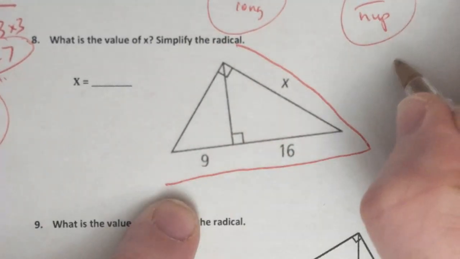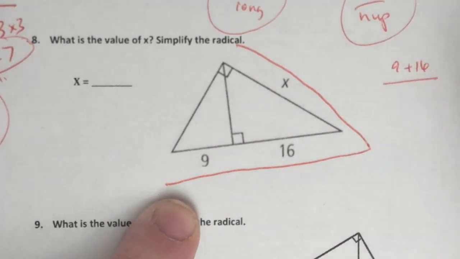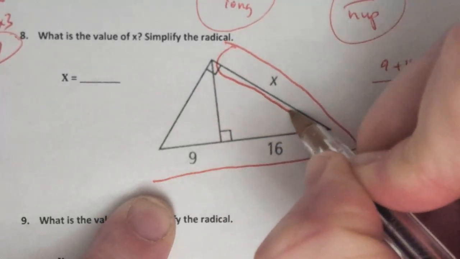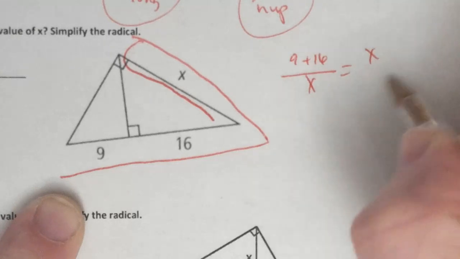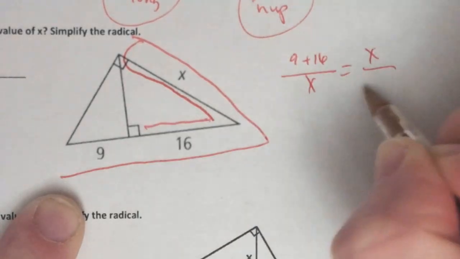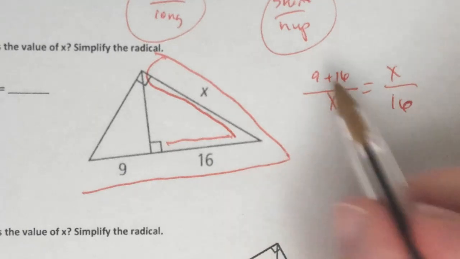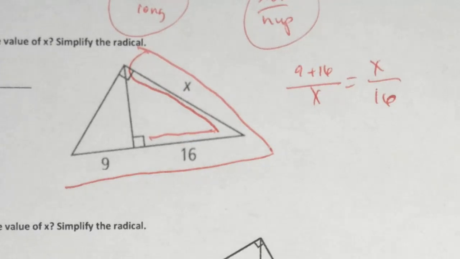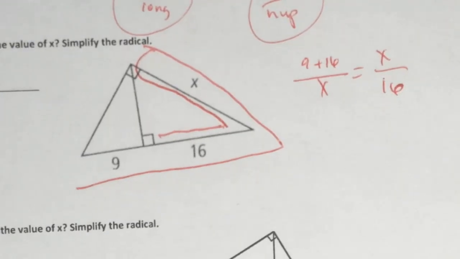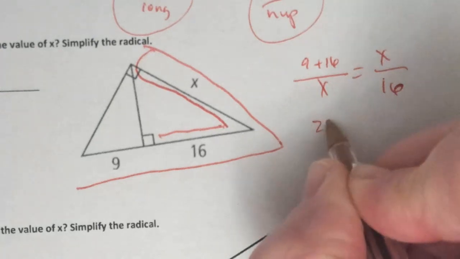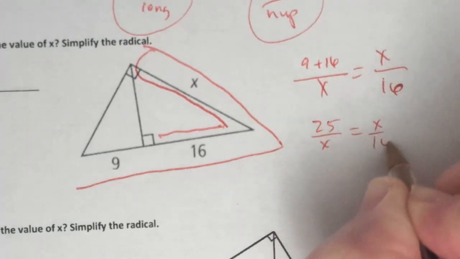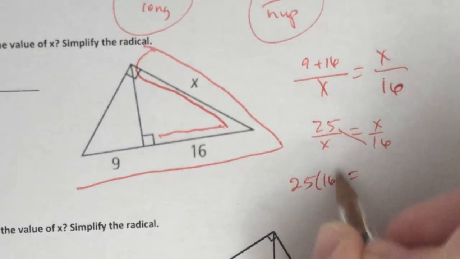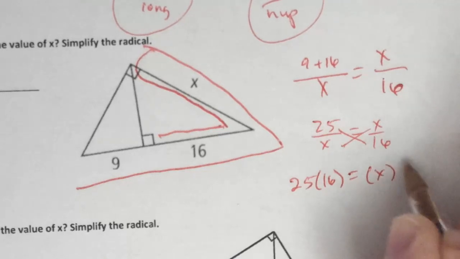So far, we have 9 plus 16 over x equals, and now backtrack. So you run over the same side, so that'd be x over, and then only one of those pieces, which in this case is 16. So we have the two-parter over x equals x over 16. All right, now let's put that together. 9 plus 16, we get 25. So it's 25 over x equals x over 16. Now we can cross product. These two go together. So 25 times 16 equals x times x.